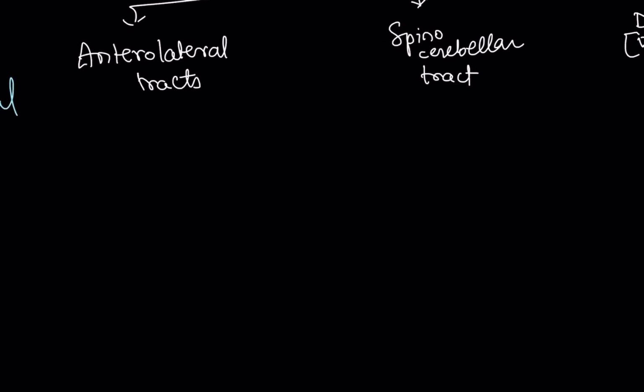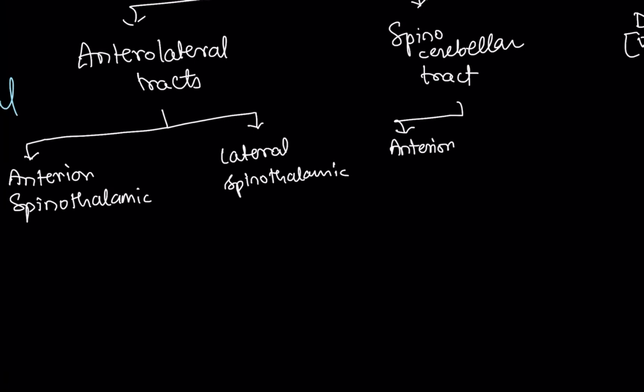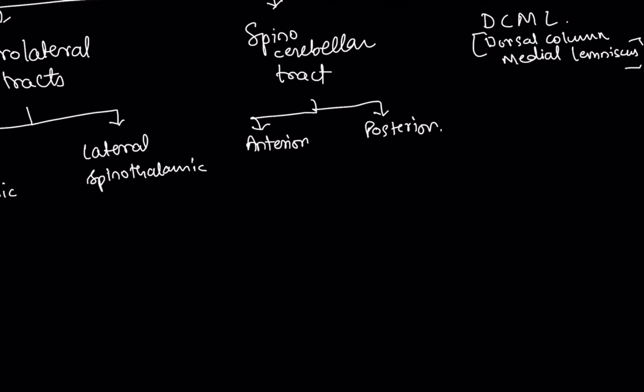Now I'm dividing these tracks properly. You have anterior spinothalamic. Spinothalamic means from the spinal cord to the thalamus. Then you have lateral spinothalamic. In the spinocerebellar, you have anterior spinocerebellar and posterior spinocerebellar. There are more, but you just remember this part. Okay. And DCML is then fasciculus gracilis. I'll write the whole spelling. Fasciculus gracilis and fasciculus, what was the other part?